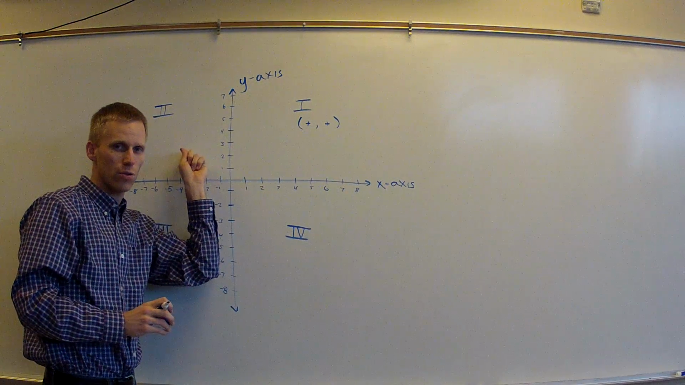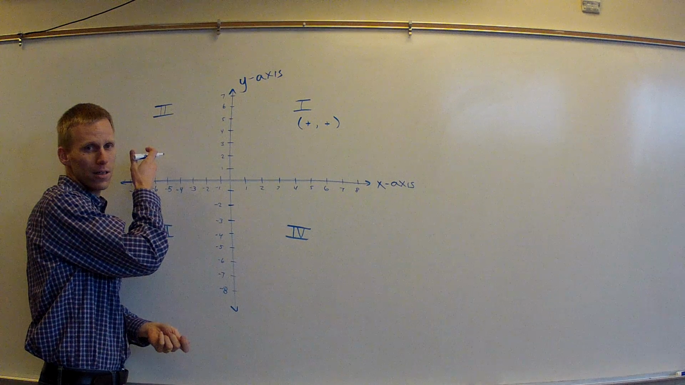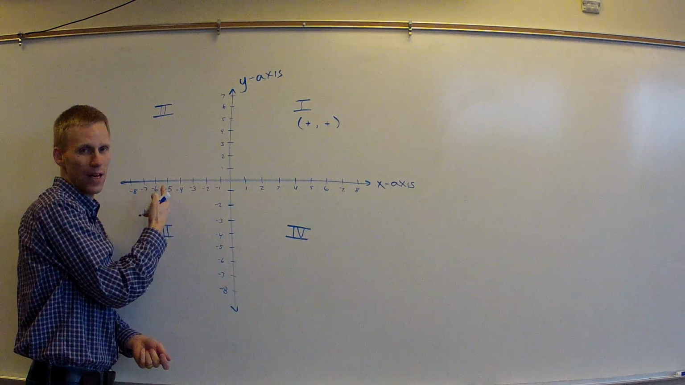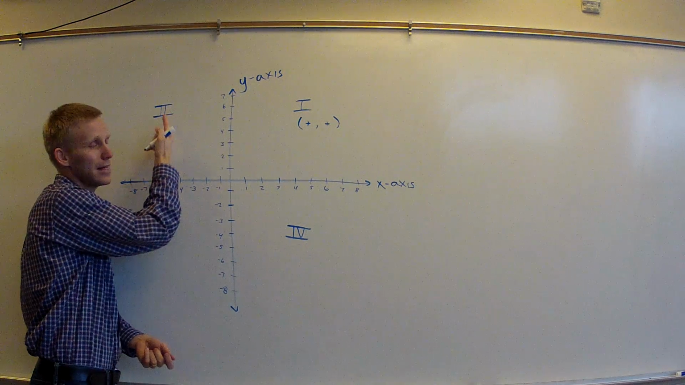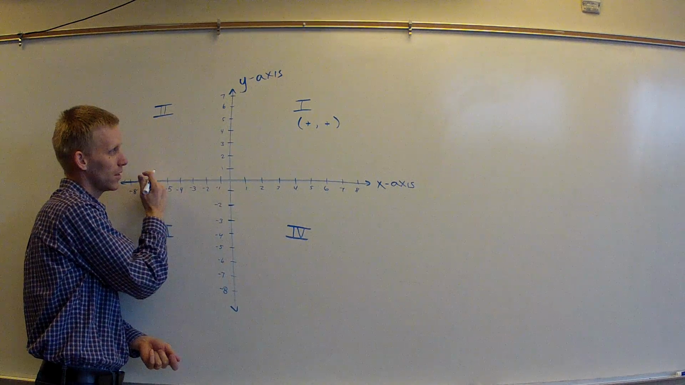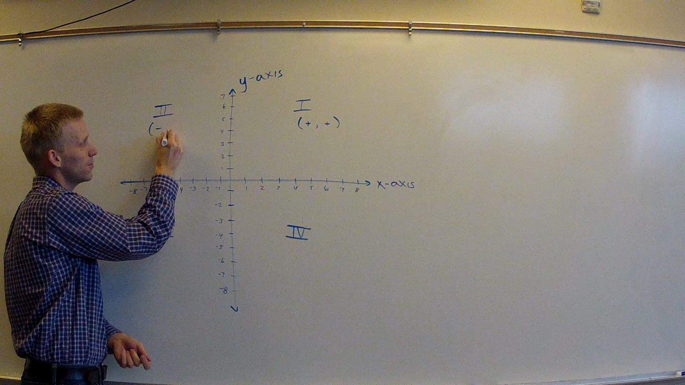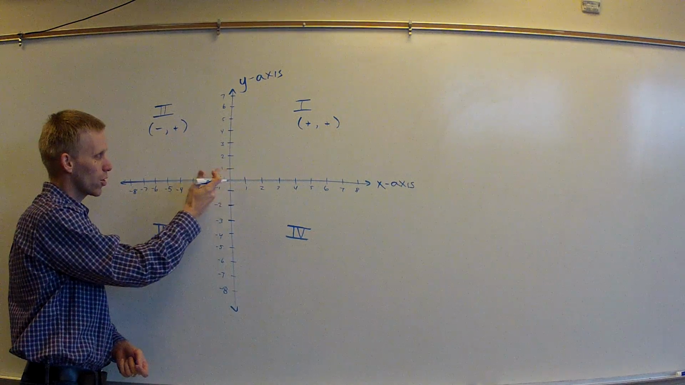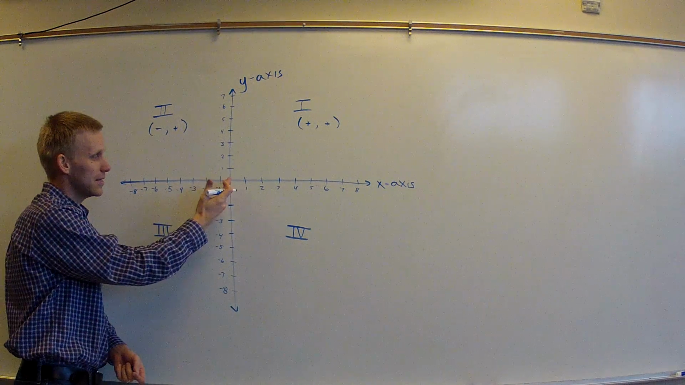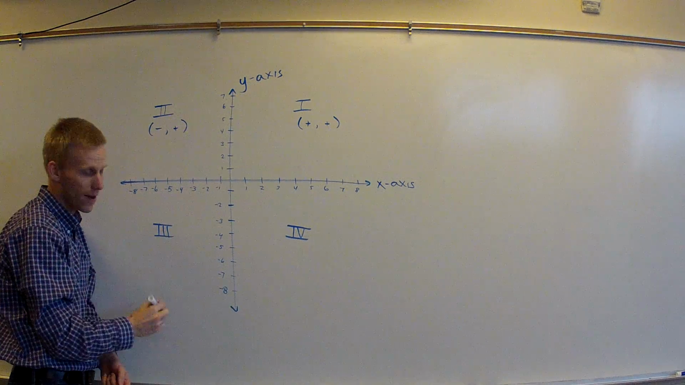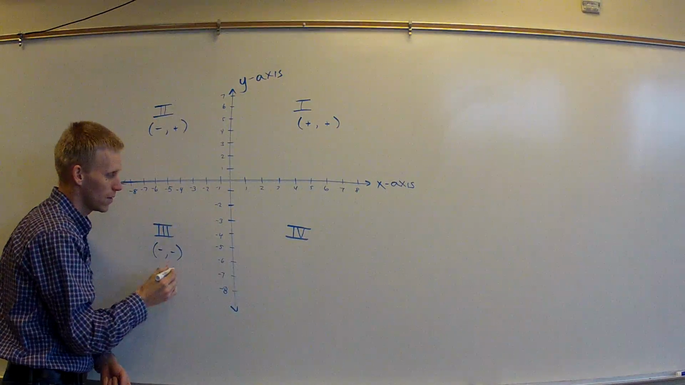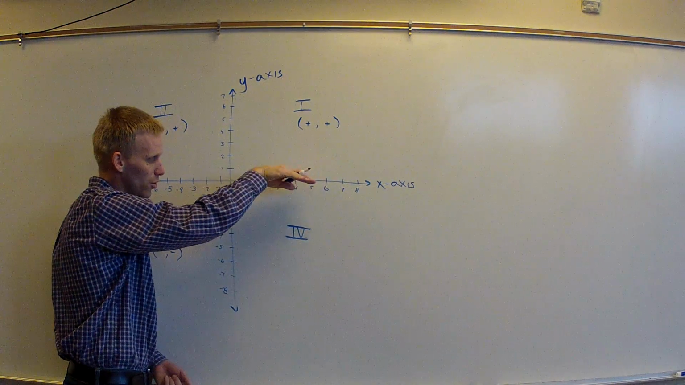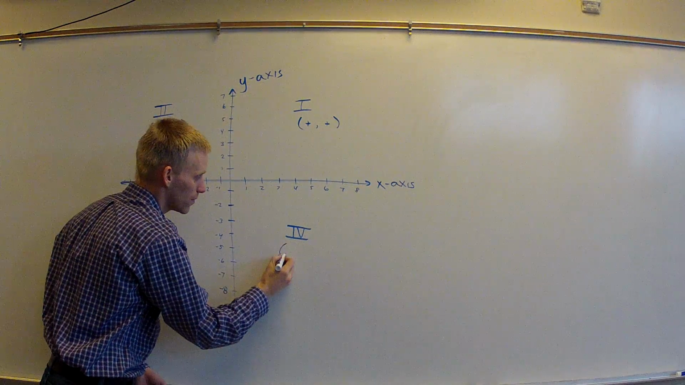Whereas in quadrant 2, you'll notice in order to get back here, we have to go into negative x values. Negative x values followed by positive y values. To the left and up would give you negative, comma, positive. To get in quadrant 3, we're going to go to the left and down. That means negative x values and negative y values. And that leaves quadrant 4, which is going to be positive x values followed by negative y values.